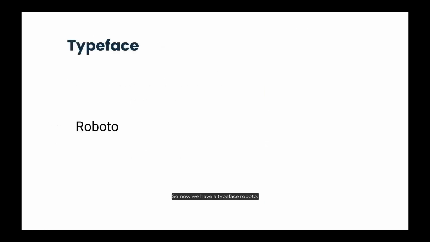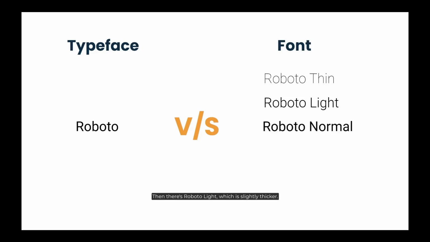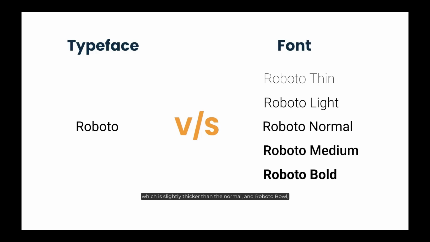Now we have a typeface Roboto. Let us see what fonts it has to offer. There's Roboto Thin, which is a thinner version of the regular font. Then there's Roboto Light, which is slightly thicker. Then there's Roboto Normal, Roboto Medium, which is slightly thicker than the normal, and Roboto Bold, which has the highest weight compared to all the other fonts. And then Roboto Black, which is like extra bold, even thicker than the rest of the fonts.